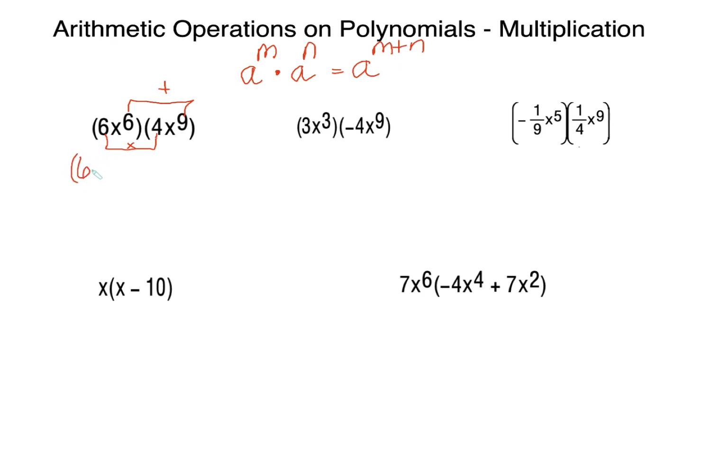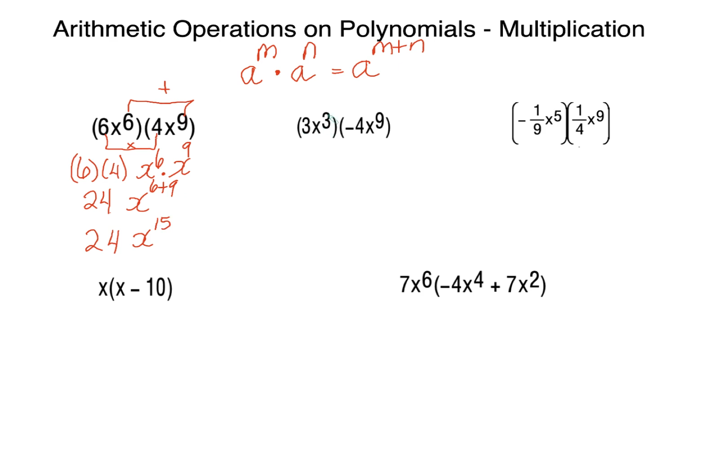So the 6 and the 4 multiply to give you 24. X to the 6 is going to multiply the x to the 9. And remember, we keep our base, which is x, and we add our exponents, 6 plus 9. So our answer is 24x, and 6 plus 9 is 15. So our answer is 24x to the 15th power.